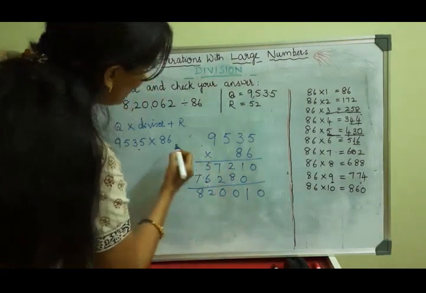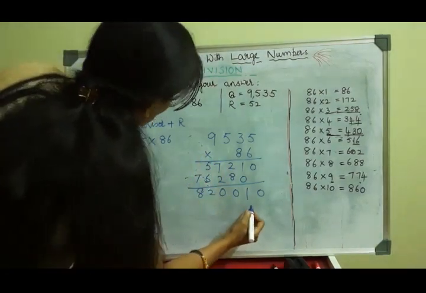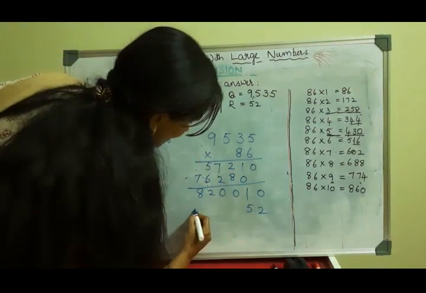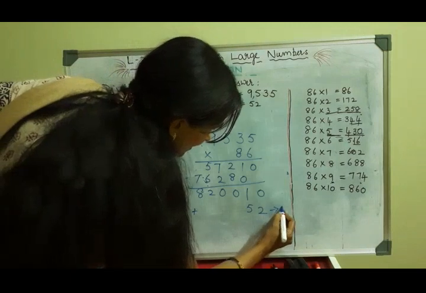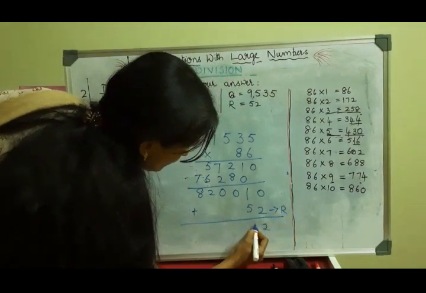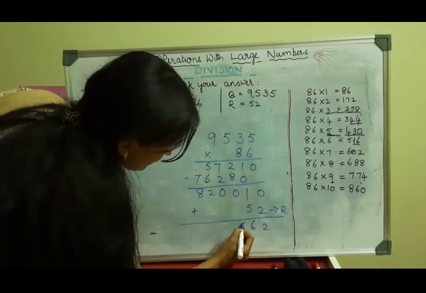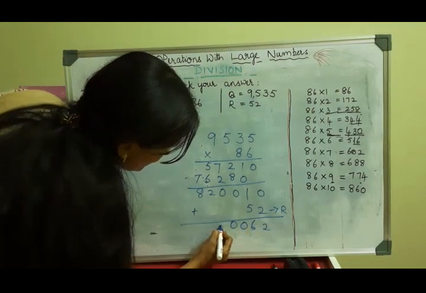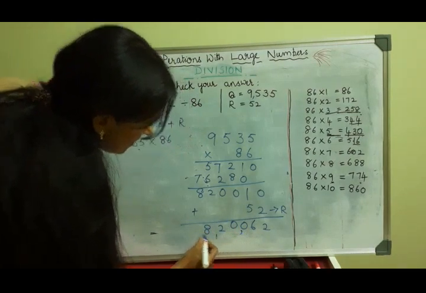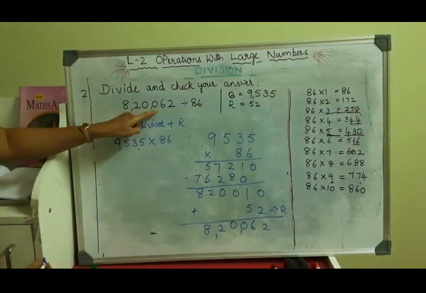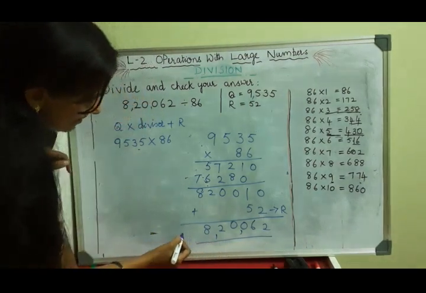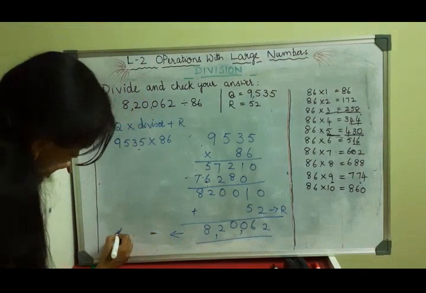Now add the remainder. How much is the remainder? 52 is the remainder. Add. I'll write R. 2. 5 plus 1 6. 0 0 2 8. Read the number: 8,20,062. Did you get the dividend? You got the dividend, right?